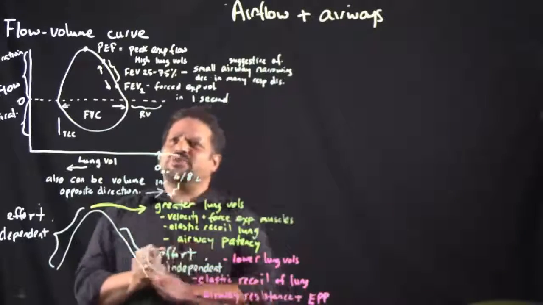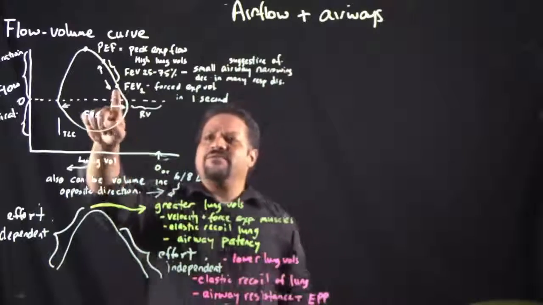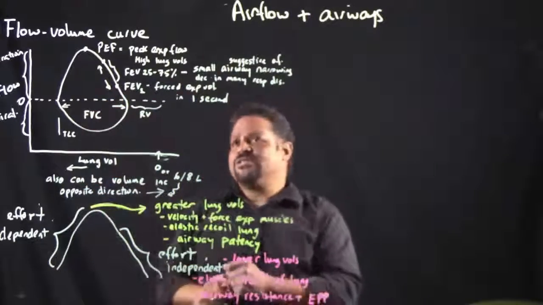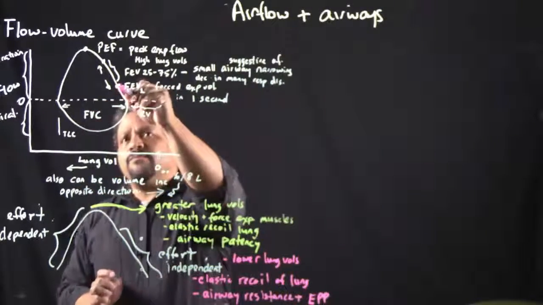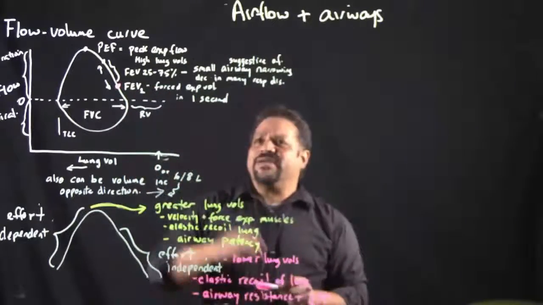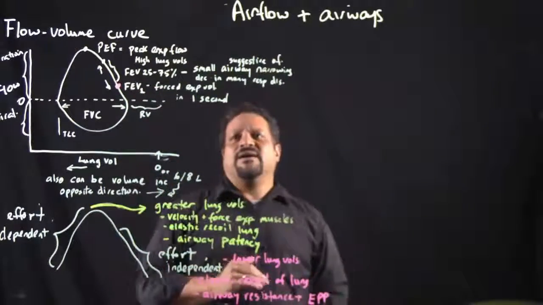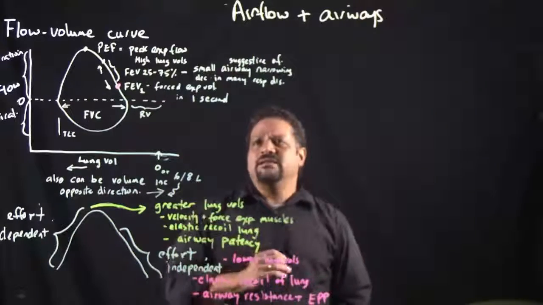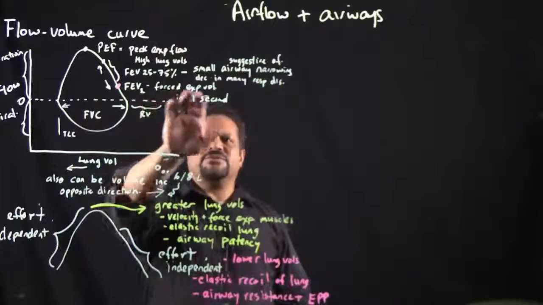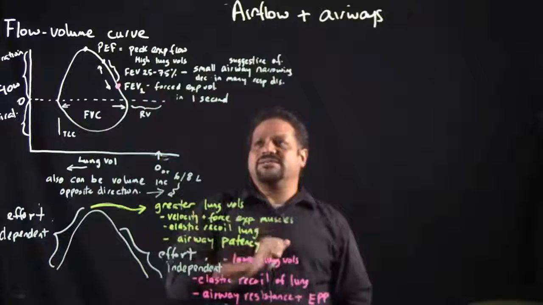Now there's a couple of important points on this curve. You have a point right here, which is FEV1, okay? And that's the amount of air that you can forcefully expire or exhale in 1 second. So that's the forced expiratory volume in 1 second.